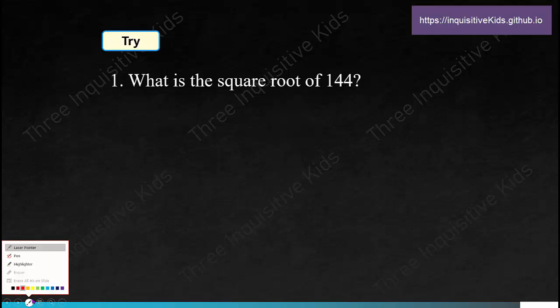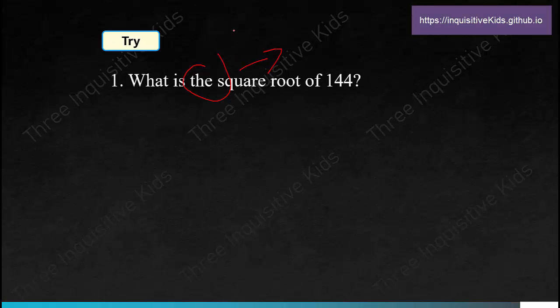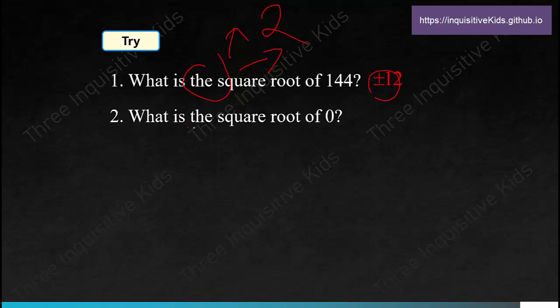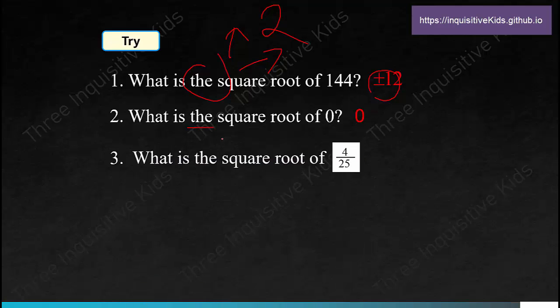Okay, well this problem, there is no "the." What I mean is there are two answers to this. One is positive 12, one is negative 12. So that's just how you would write that with only one symbol right here. Okay. What is the square root of 0? Now that's correct to use "the," because 0 only has one answer, 0. Okay. What is the square root of 4 over 25? Well, there is no "the," and that is positive negative 2/5.